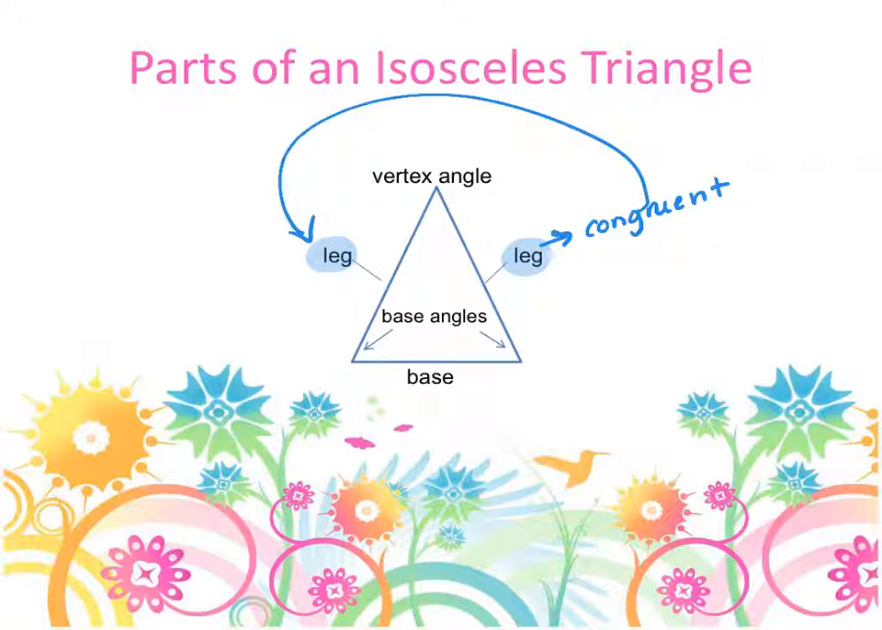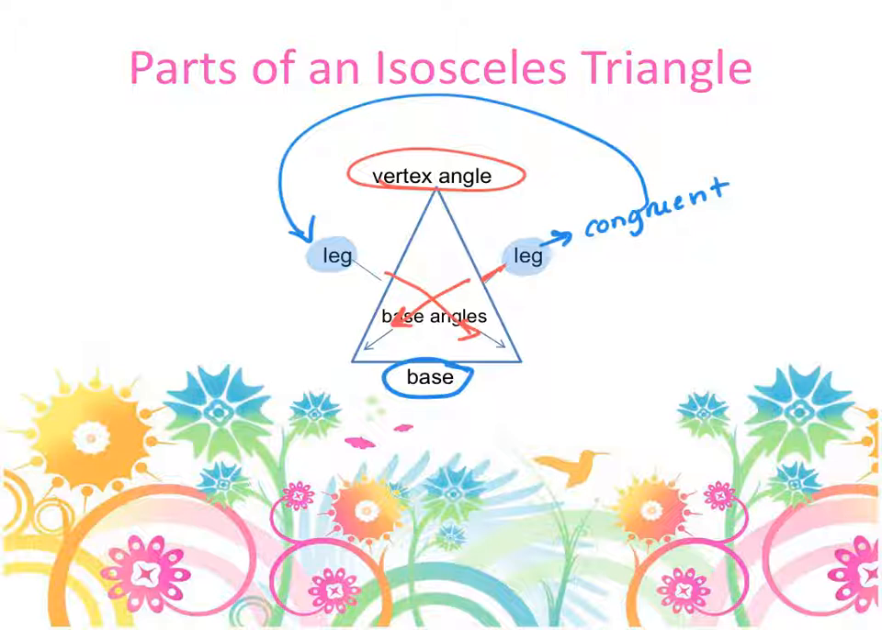So those 2 are congruent to each other. Those are called the legs. The non-congruent side is called the base. There's only one base. Sometimes it's on the bottom and sometimes it's not. It's still the base. It's just the non-congruent side. The angles opposite the congruent legs are called base angles. And the one opposite the base is called the vertex angle.